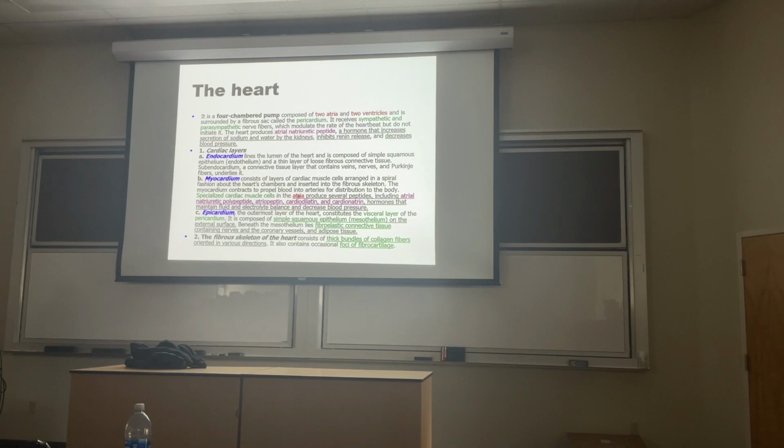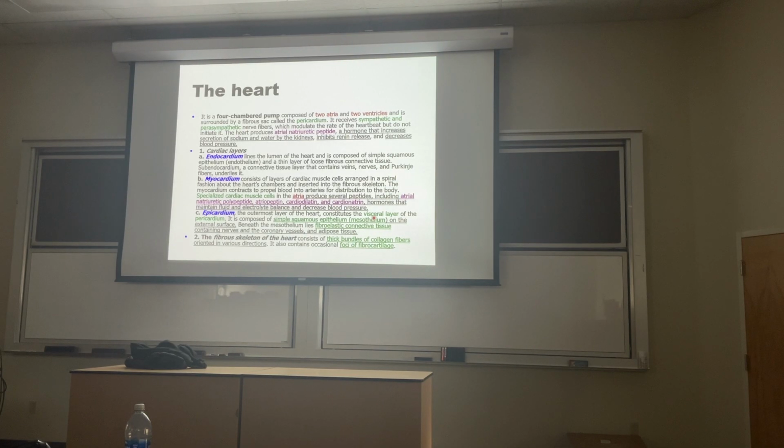We can have some hormones released from the heart. The atrial natriuretic hormone is the most common, but we have some others there listed. The epicardium is the outermost layer, and that, of course, is going to be mostly connective tissue. The outer layer of the epicardium is the visceral layer of the pericardium.